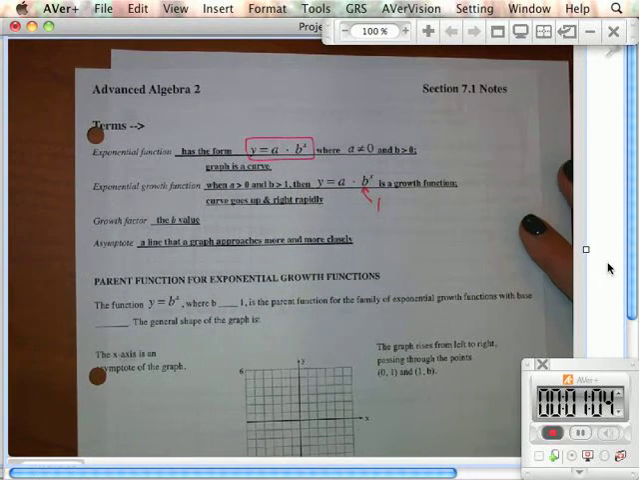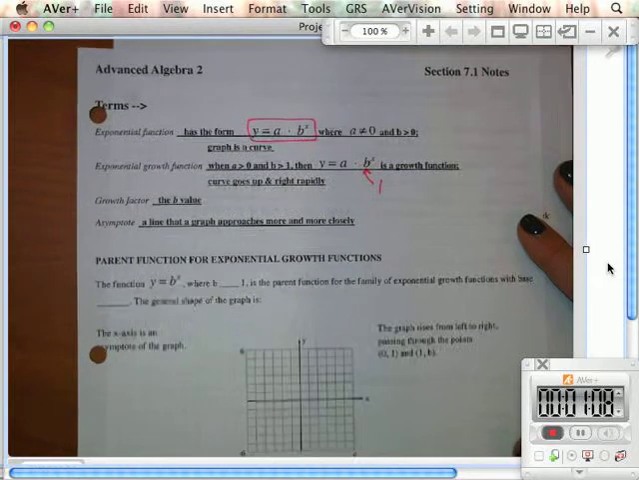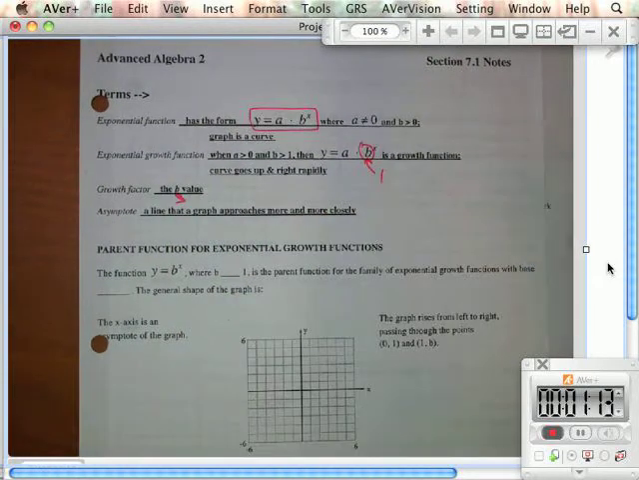All right, and the curve goes up and to the right, and you'll see all this. The growth factor is b. It's what the function is being multiplied by repeatedly. That's the growth factor, and you'll see that as we go on. Asymptote, we've seen that word before. Remember asymptotes? Conic sections, right? We saw that in conic sections. So we get to repeat that again a little bit. We're going to see those again.